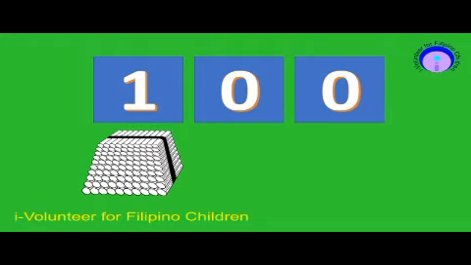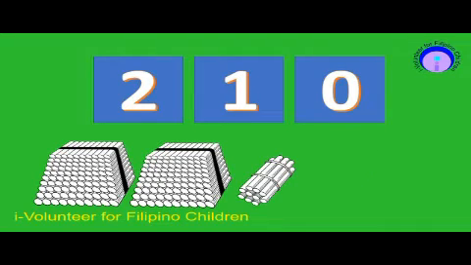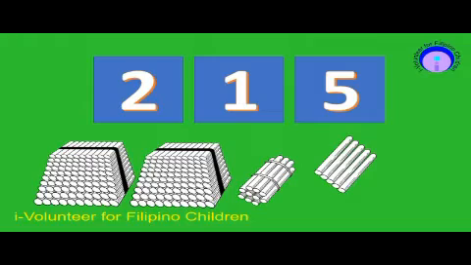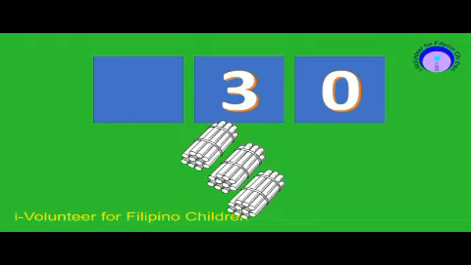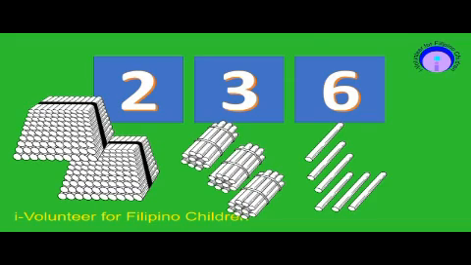Pareho lang ang halaga. Ito naman ang 200, 201, 210, 215, 236. This shows that digit 2 is in the hundreds place, while digit 3 is in the tens place, and 6 is in the ones place.